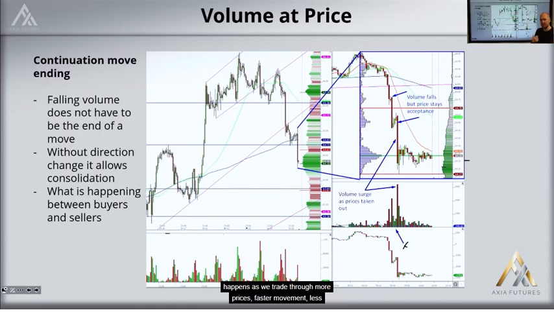As we trade through more prices, faster movement, less volume at price. The market drives through those prices, less volume at price, faster movement. That gives you the move down. After that, we then start to see flatter volume. You don't get these spikes in volume, and the more and more time down here, volume at price increases. This shows that the market is happy trading in this zone.